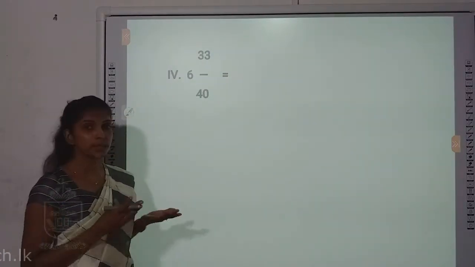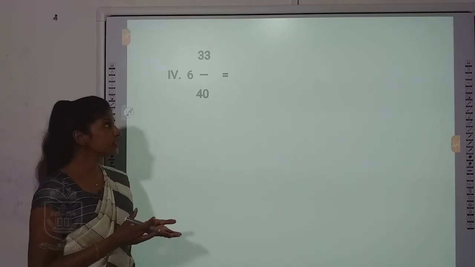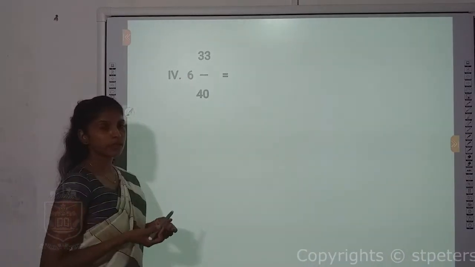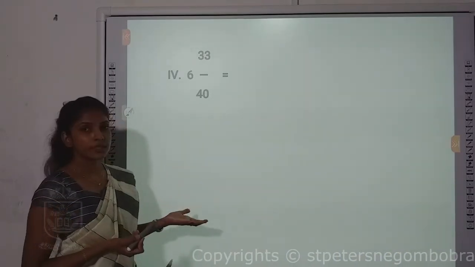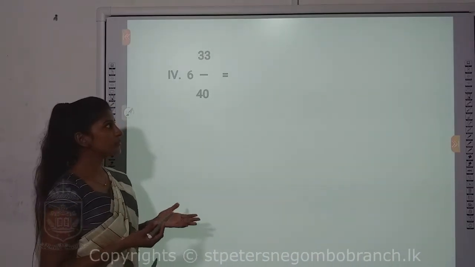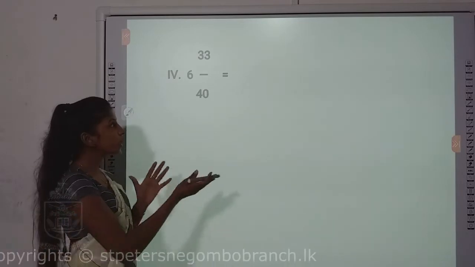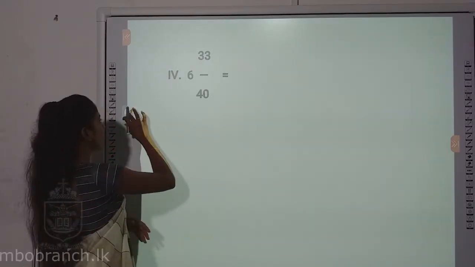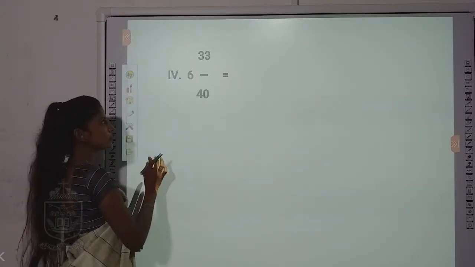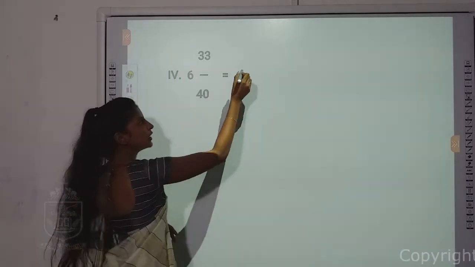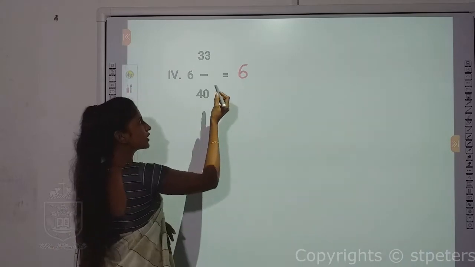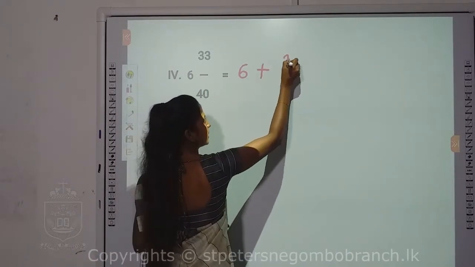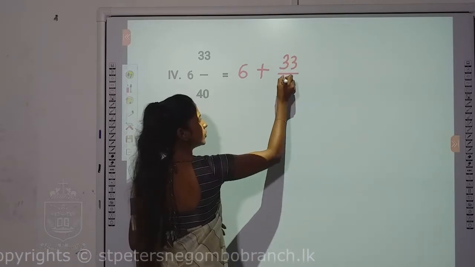Here you can see a mixed number. A mixed number means where you have a whole number part as well as a fraction. So when you are converting these types of mixed numbers into a decimal, you have to separate out the whole number and the fraction part. So now we are going to separate the whole number. The whole number is 6. The fraction is 33 over 40. So let's separate it like this, 33 over 40.